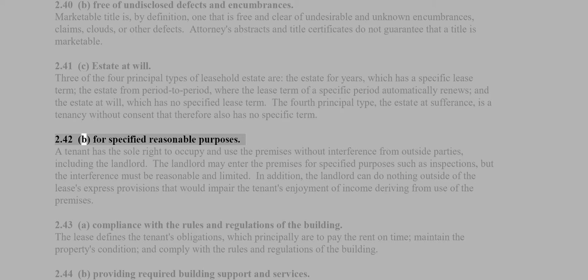2.42 B. For specified reasonable purposes. A tenant has the sole right to occupy and use the premises without interference from outside parties, including the landlord. The landlord may enter the premises for specified purposes such as inspections, but the interference must be reasonable and limited. In addition, the landlord can do nothing outside of the lease's express provisions that would impair the tenant's enjoyment of income deriving from use of the premises.